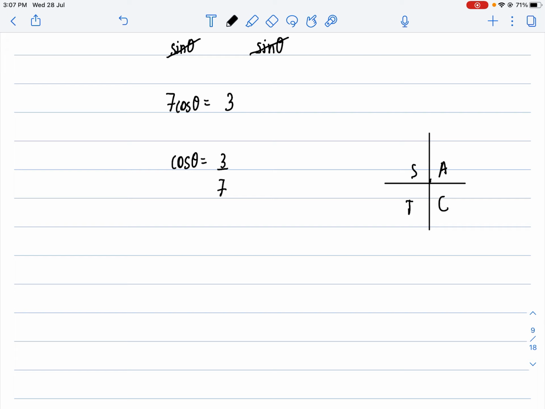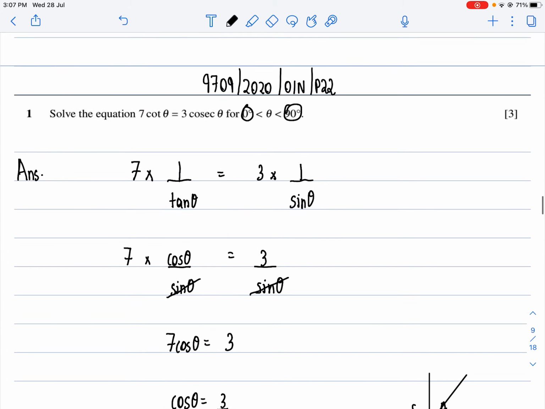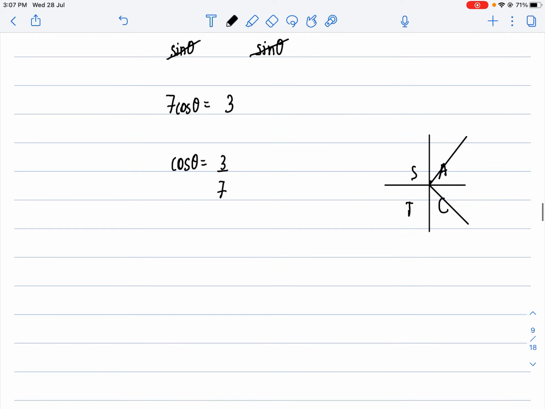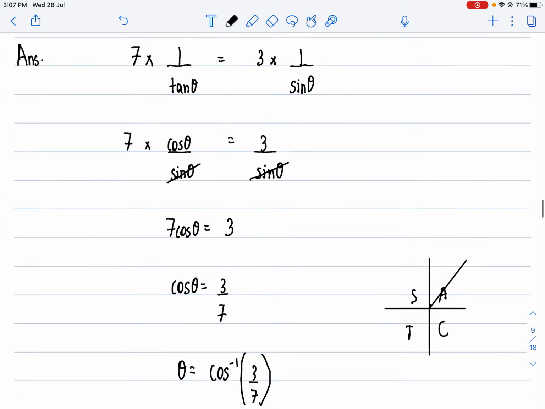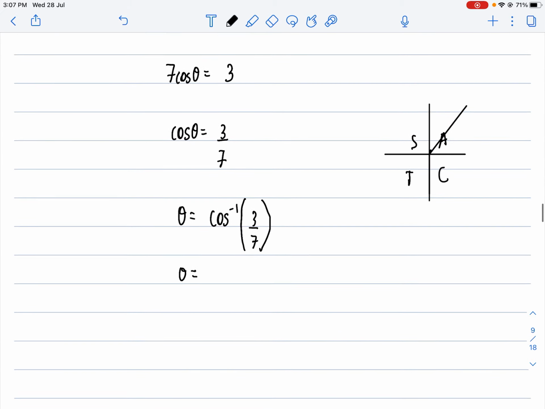I need cos theta to be positive, which is in the first quadrant and the last quadrant. But here my domain is from 0 to 90 degrees and the last quadrant is exceeding the 90. So I'll only get a first quadrant value. So theta equals cos inverse of 3 over 7, correct? So I solve this on the calculator, and make sure you're in degree mode because that's your domain.